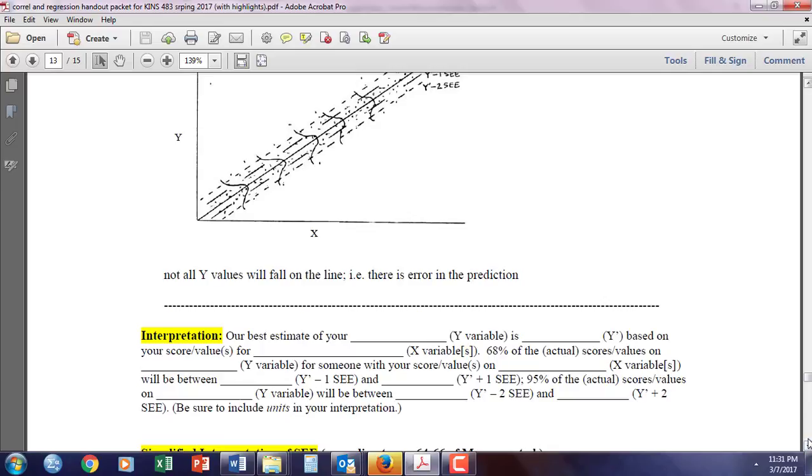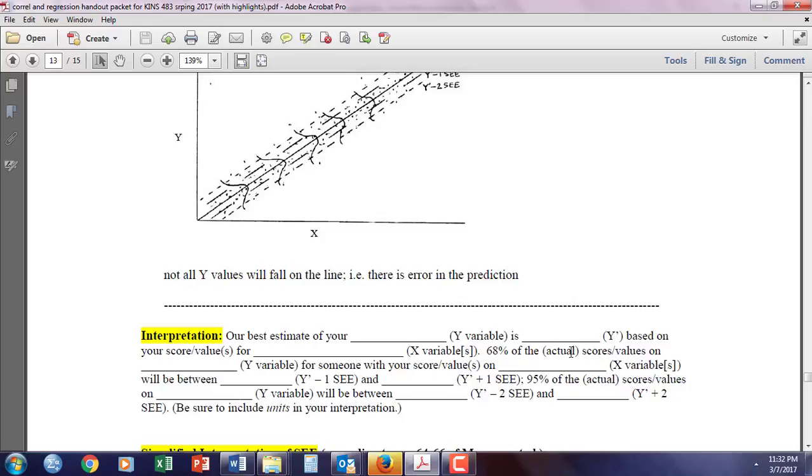Let's for a minute assume that we are interpreting, in this case, VO2 max. So what we might say to a person, and I'll use Joe again: Hi Joe, our best estimate of your VO2 max is 50 milliliters per kilogram per minute based on your value for the 1.5 mile run. So again, our best estimate of your VO2 max, our Y predicted in this case, is 50 mils per kg per minute based on your score for the 1.5 mile run.